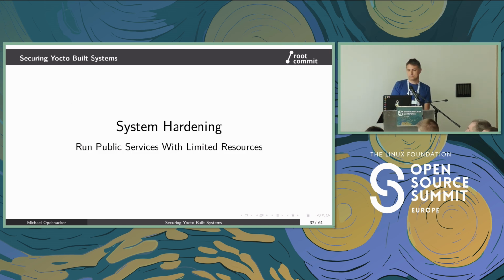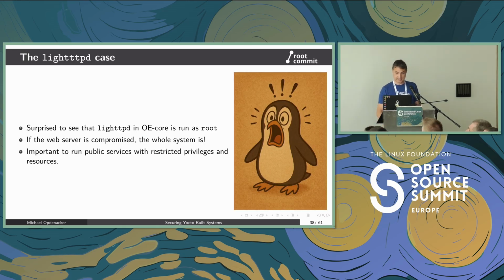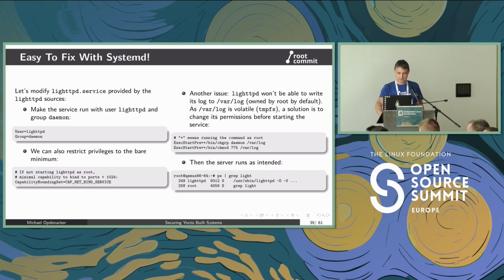Another thing you should do too is run public services with limited resources. And lighttpd, for example, from OE-Core is run as root by default, which is lovely. A web server running as root, that's a bit ugly. Of course, if the web server is compromised, the whole system is compromised, so that's a terrible misconfiguration. You should restrict the privileges and resources of this. If you're using systemd, it's actually very easy to fix.